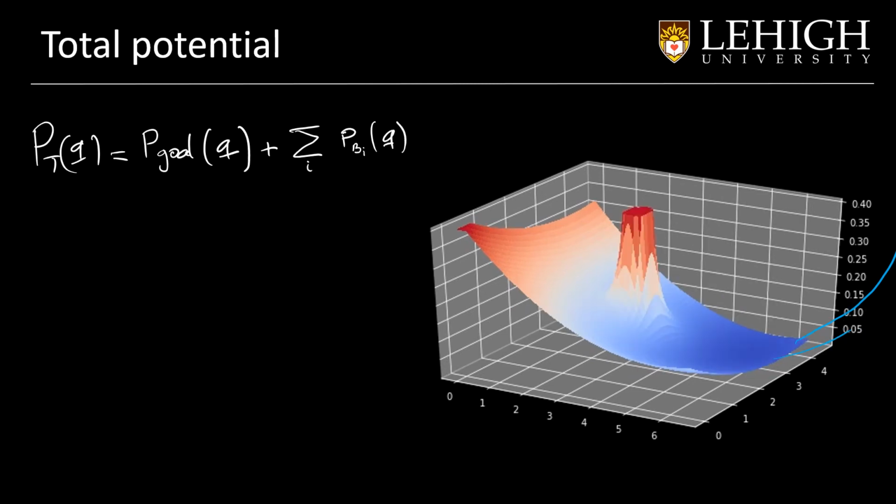For example, here we add an obstacle, and that will be like the small hill that will prevent the robot to go downhill. And if we add more obstacles, it will look like this.